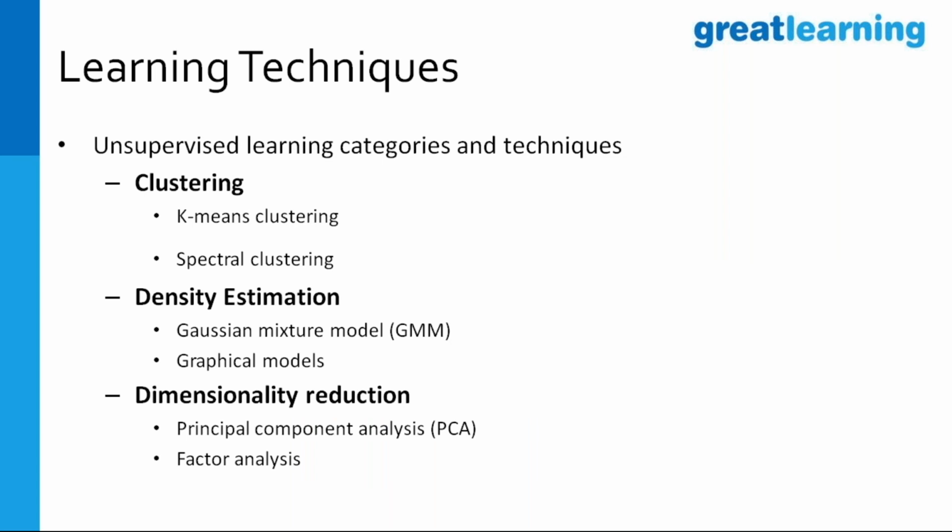Learning techniques for unsupervised learning are clustering, K means clustering, spectral clustering, density estimation. We have Gaussian mixture model, graphical models, dimensionality reduction, principal component analysis, and factor analysis. So these are all the basic algorithms, but these are very few algorithms. Apart from that, there are a lot of algorithms available in statistics, which also can be used in any of the supervised and unsupervised learning methodologies.